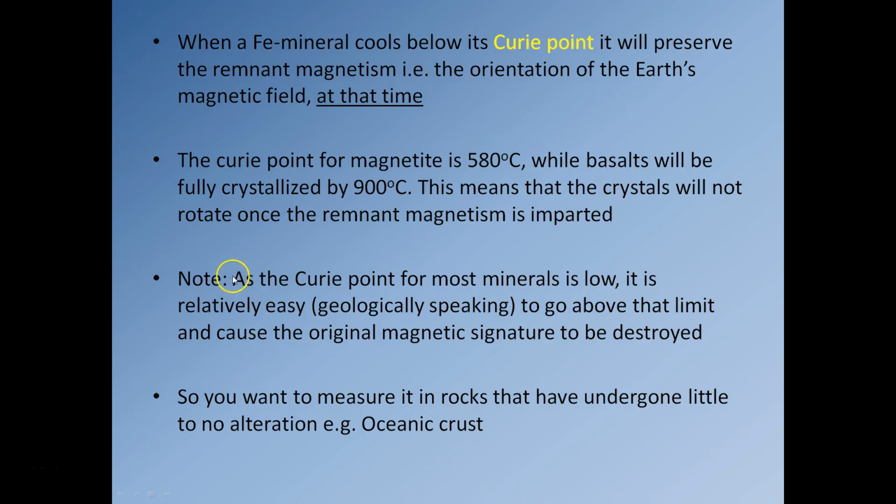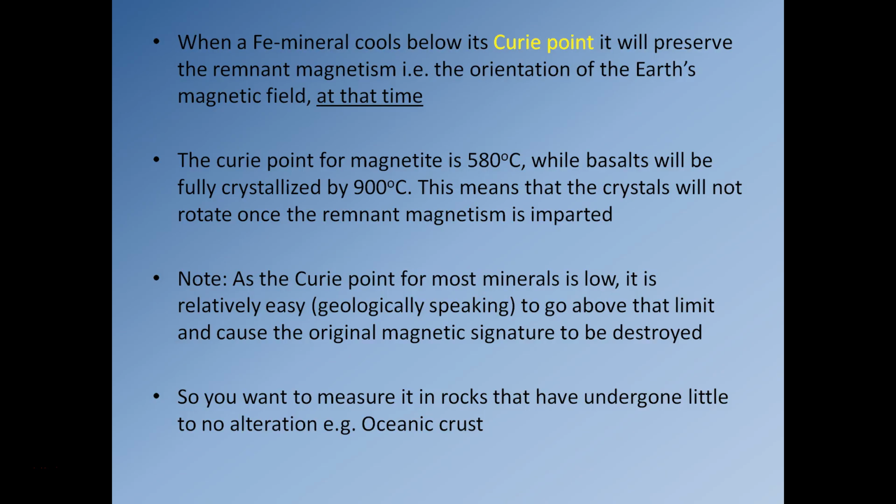So we should point out the Curie point for most minerals is low, and so geologically speaking it's relatively easy to take them back up above the Curie point. When you do, it destroys the remnant magnetic field the mineral has, and a new one will be imparted on the mineral once the temperature drops back down below the mineral's Curie point again. So you have to be very, very careful when using this kind of data.